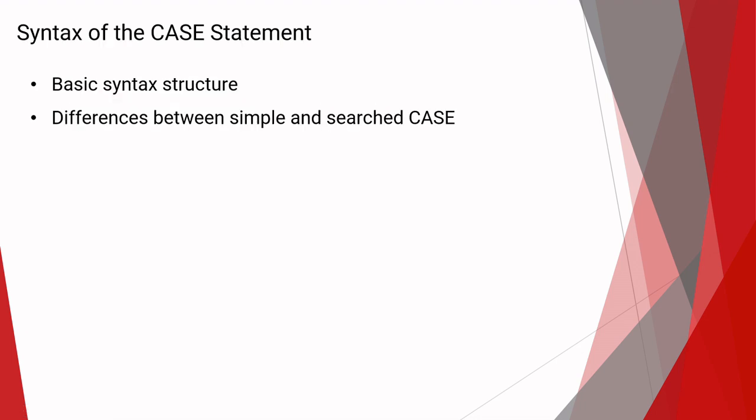The basic syntax of a case statement includes the keyword case followed by the conditions and corresponding results. There are two types. Simple case compares a single expression, while searched case evaluates multiple conditions.